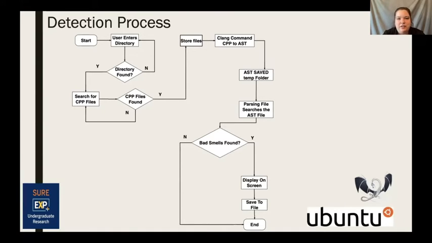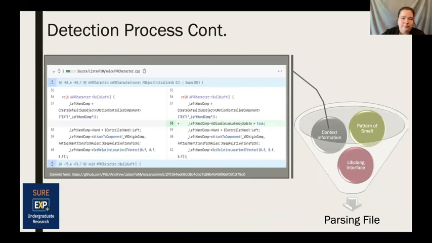So as we move along to parsing the AST file now, if no bad smell is detected, we move to the end. However, if a bad smell is found, two processes occur. One, a message with the bad smell is displayed on the screen, and two, the bad smell and its information is saved to the file. Okay, so I went over the detection process in a broad sense. Now I want to focus on that parsing file.